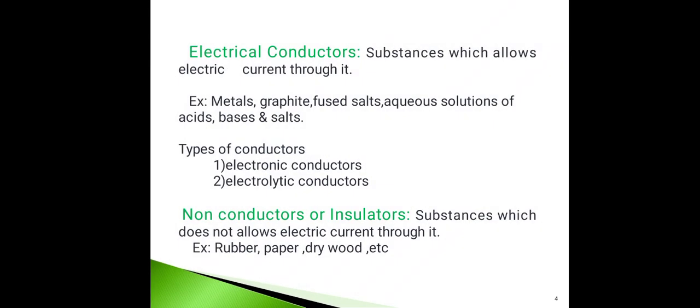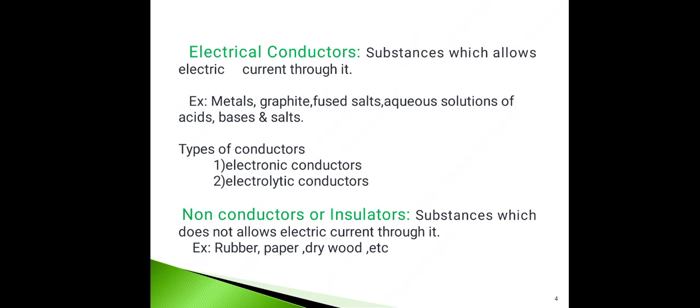So what are electrical conductors? Let us start with some basic points. Number one, what is an electrical conductor? Substances which allow electric current to pass through them are called conductors or electrical conductors. For example, all types of metals, graphite, fused salts, aqueous solutions of acids, bases and salts.